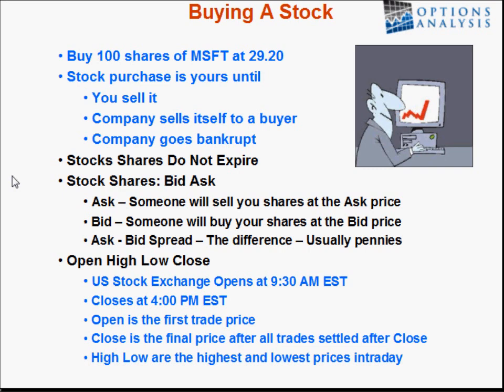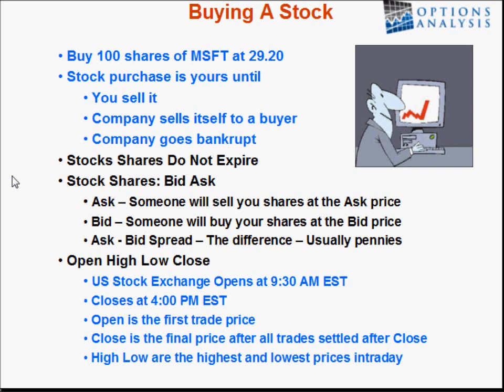Your stock shares will show a bid and an ask when you try to buy it and when you try to sell it. The ask is what somebody will sell you shares at, the ask price. Like when you look at selling a house, the ask price of the house is what you see as the listing. The bid is what somebody will buy your shares at, called the bid price. If you already own stock and you would like to sell it, the bid is what you can get for your stock, no questions asked. Sometimes there's a spread between the ask and the bid, a difference. Typically in stock purchasing, it's pennies. In options, it can be quite large.